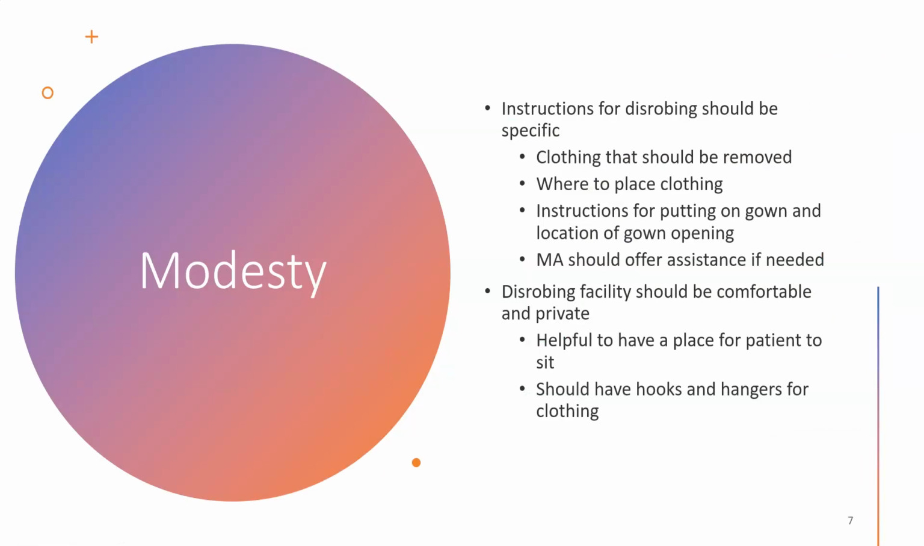Another important aspect for all of healthcare, and specifically in the physician office, but which should also be more important in the athletic training room, is the concept of modesty. Oftentimes you may have to ask a patient to change, and that's a fairly uncomfortable situation. So give them as much information as possible as far as exactly what clothing needs to be removed, if they need to wear a gown, how to put on the gown, and the location of the gown opening. Provide any assistance that's needed, but try to keep them comfortable and private.